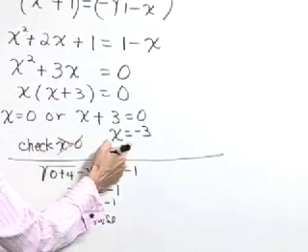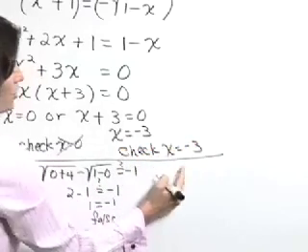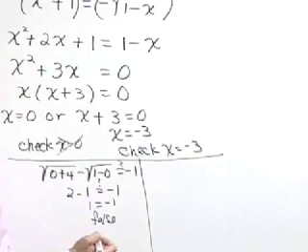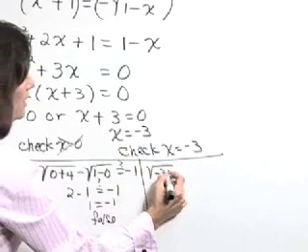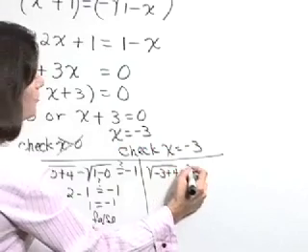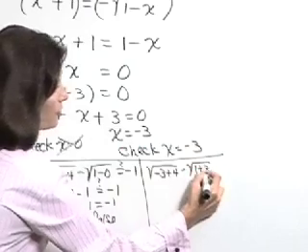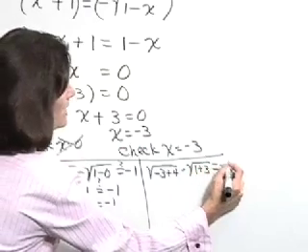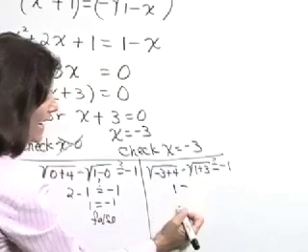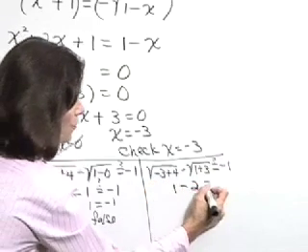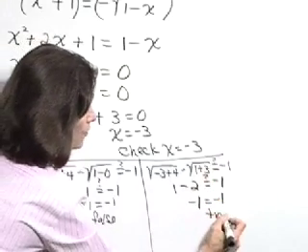Now we also need to check x equal -3. Check that in your original equation. So it's the square root of -3 plus 4 minus the square root of 1 minus a -3, or 1 plus 3, equal to -1. That's the square root of 1, or 1, minus the square root of 4 is 2. Is that equal to -1? Yes, it is. That is true.